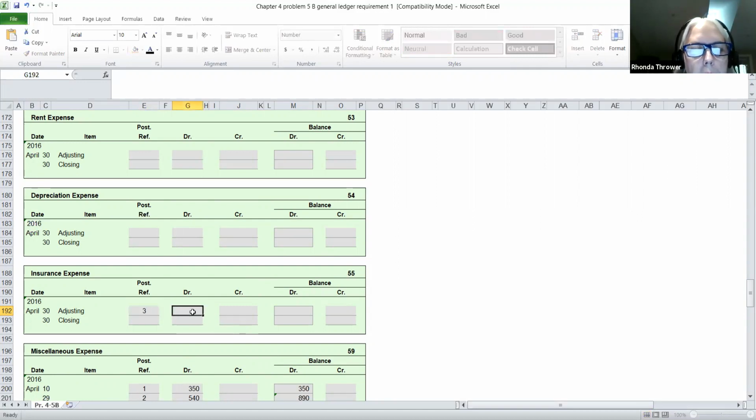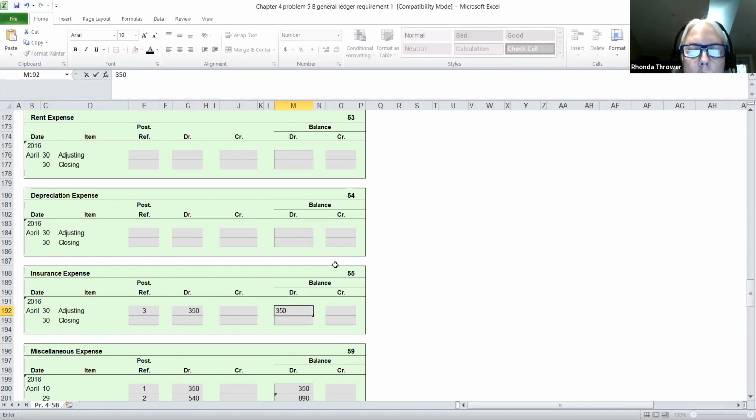And we're going to debit our insurance expense. Notice I'm on the item for adjusting entry here. This is a type of adjusting entry. I'm going to debit this for $350. And that's going to give me a debit balance in this account.